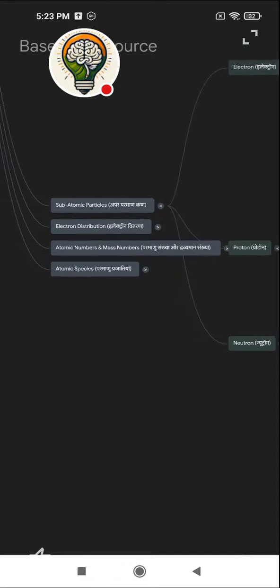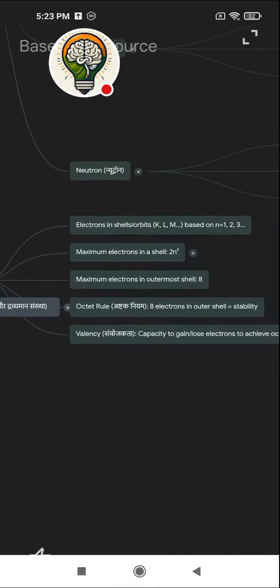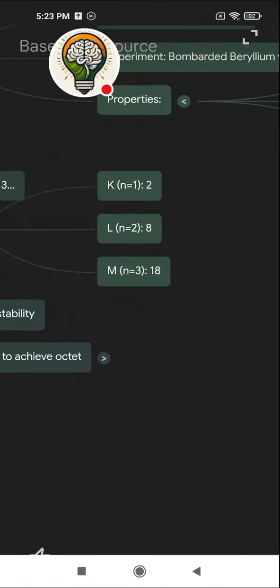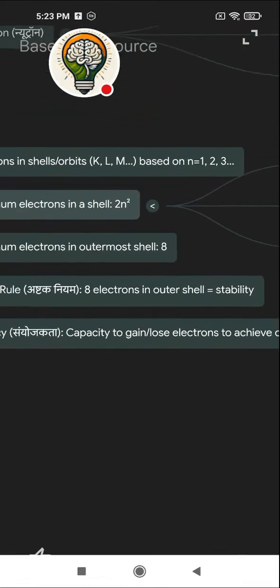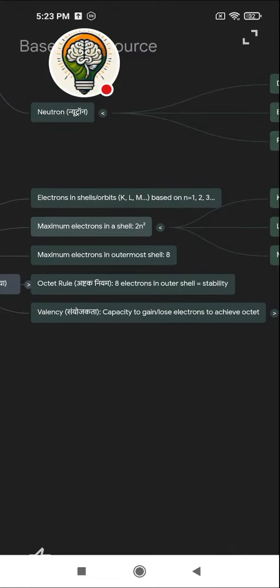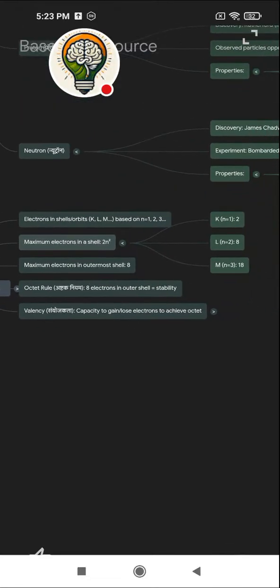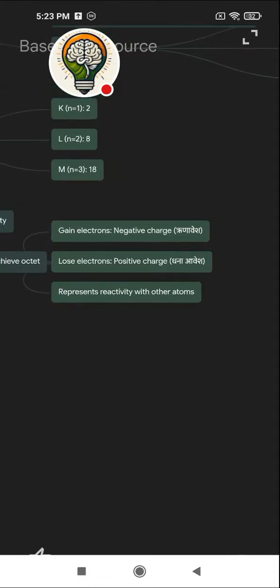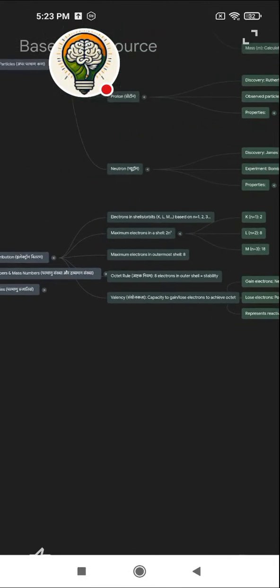Then comes the electron distribution. Electrons in shells or orbits K, L, M based on n = 1, 2, 3. Maximum electrons in shell: K has 2, L has 8 and M has 18. Then the maximum electrons in the outermost shell is 8. Octet rule: 8 electrons in the outermost shell is stable. Valency: capacity to gain or lose electrons to achieve octet. Gaining an electron gives negative charge, losing an electron gives positive charge, representing the activity of the atom.